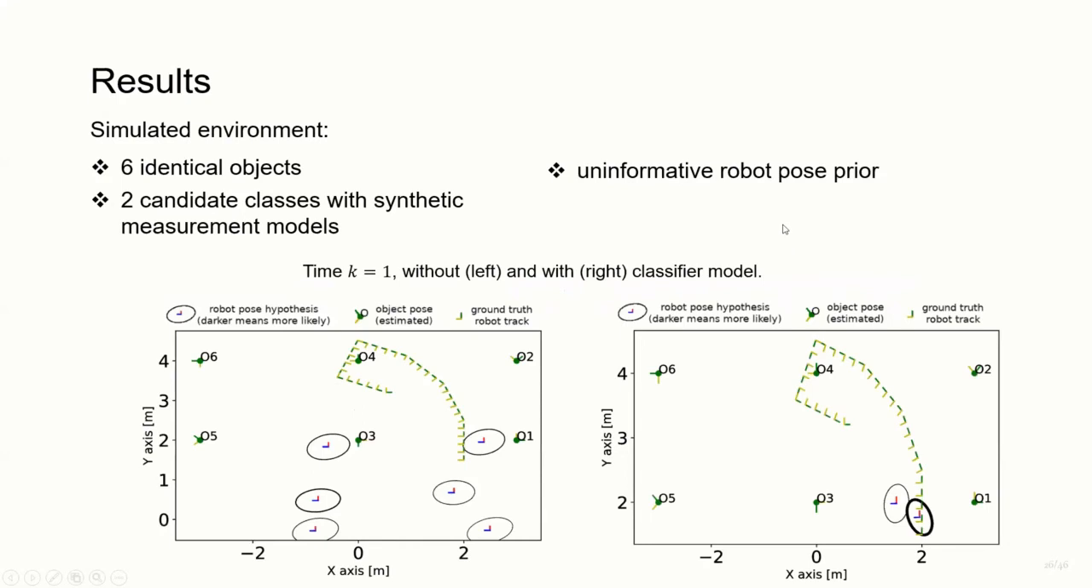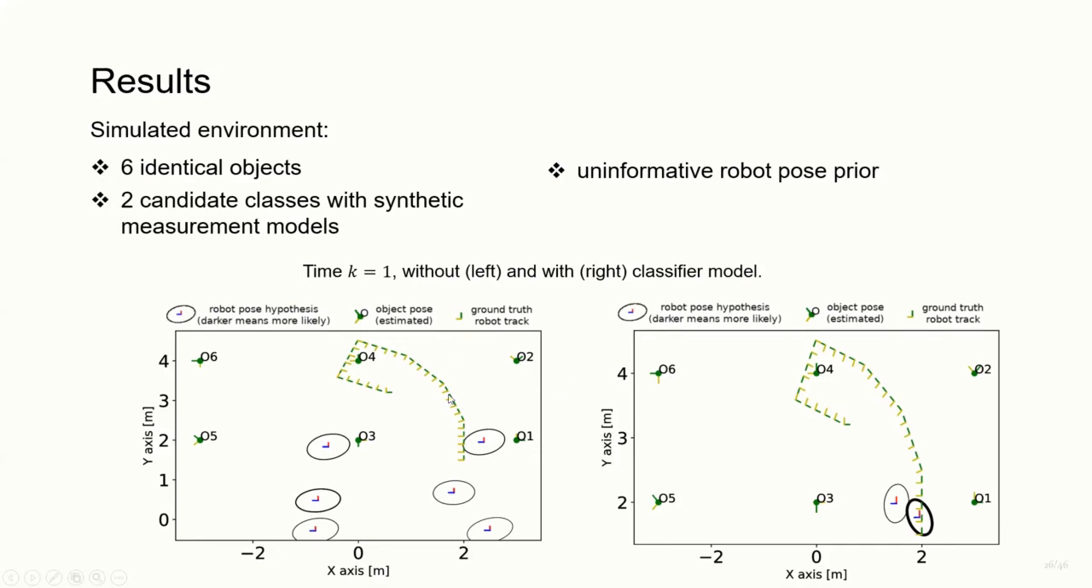The experimental results are in a simulated environment. We had a simulated environment with 6 identical objects and 2 candidate classes, and the number of classification hypotheses was 64 maximum, and an uninformative robot pose prior, so the robot doesn't know where it is. After one time step, we compare without using a classifier model and with using a classifier model. The candidate classes have synthetic, hand-specified classifier models. The results here are from after updating with the first measurement.